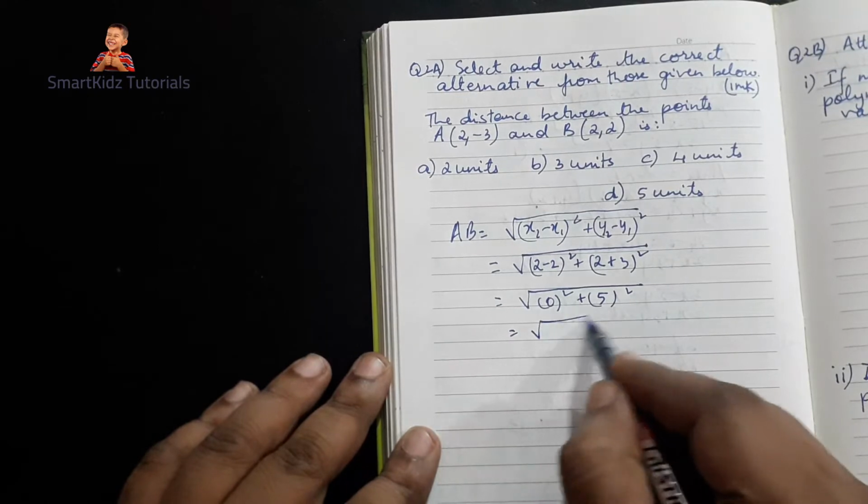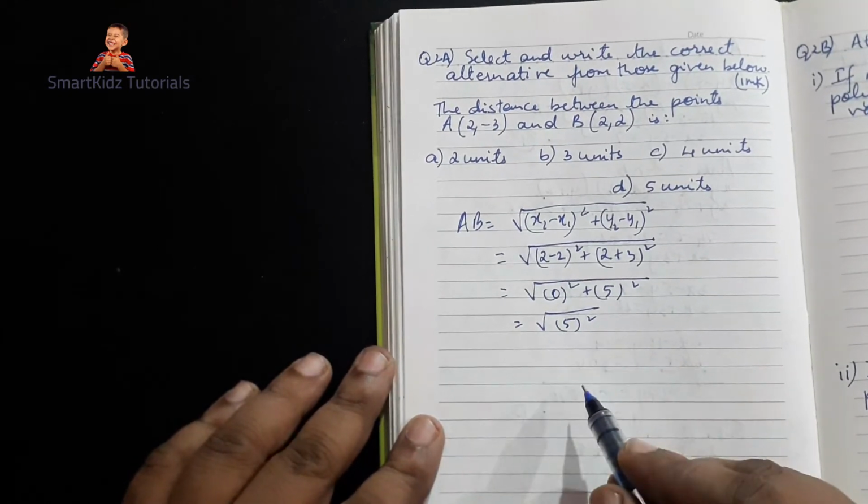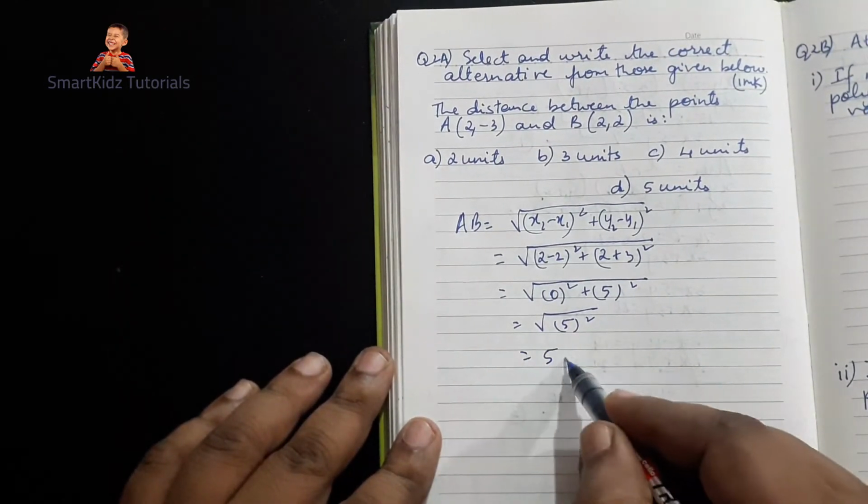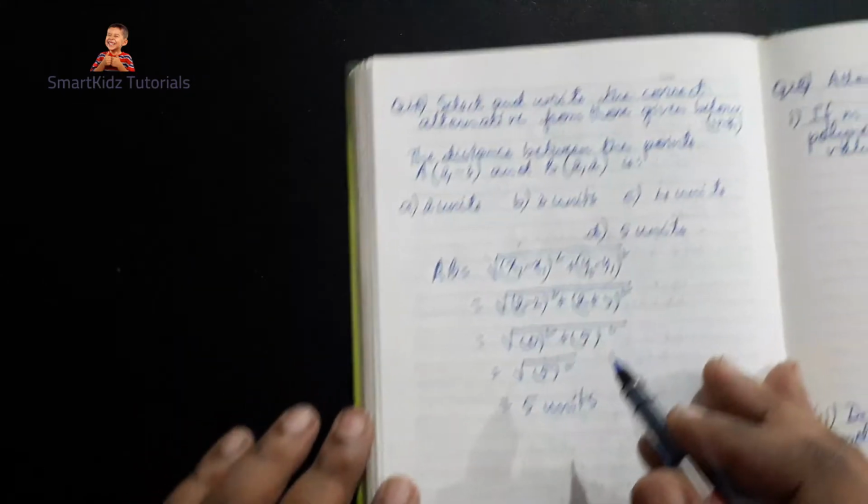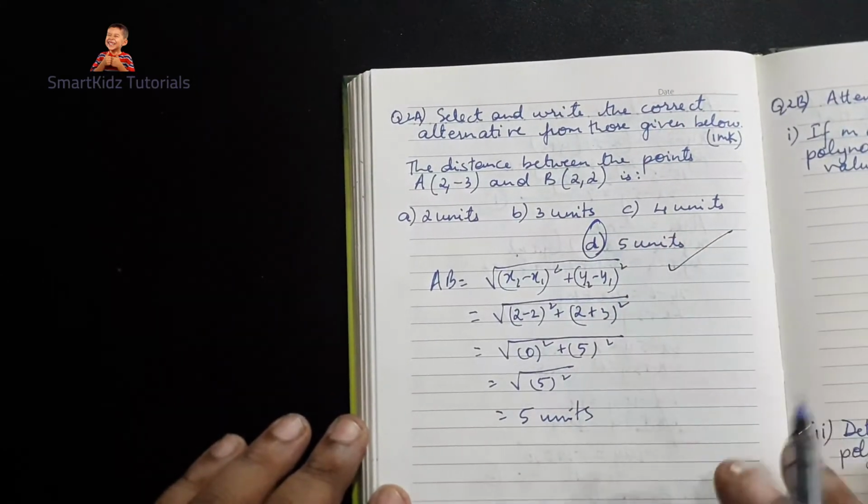So we are left with just 5 whole square. So square root of 5 whole square is 5 units. Okay, so your correct answer is D. Okay, 5 units.